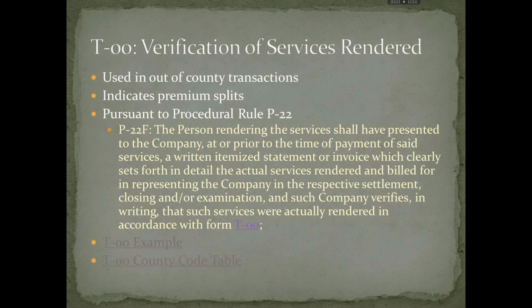Now, T00s are generally used in out-of-county transactions, but those of you that are closing CZE deals will also see T00s. Truthfully, the form is used to indicate premium splits, or at least the payment of the funds for a service that's being provided by another company. So this is all pursuant to procedural rule number P22. And specifically P22F is the subsection in that rule that requires us to use a T00 when we're closing a file where we're paying another title company, not just an underwriter or ourselves, but another title company.